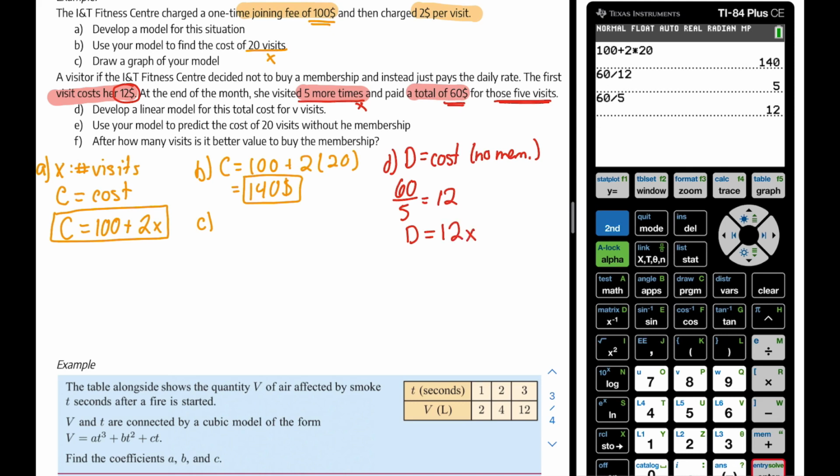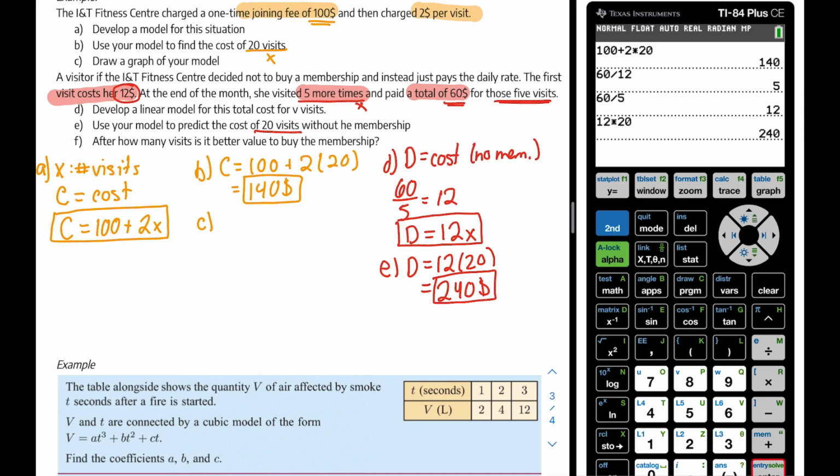So the model for no membership is 12 times the number of visits. E, use your model to predict the cost for 20 visits. Now we did that in our first question. So D is equal to 12 times 20. Let's see how much this costs. 12 times 20. It costs us $240. A lot more than if we had the membership, obviously, right?